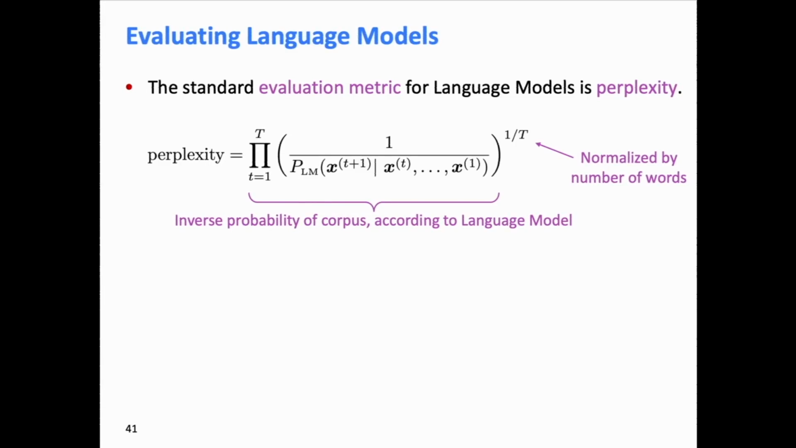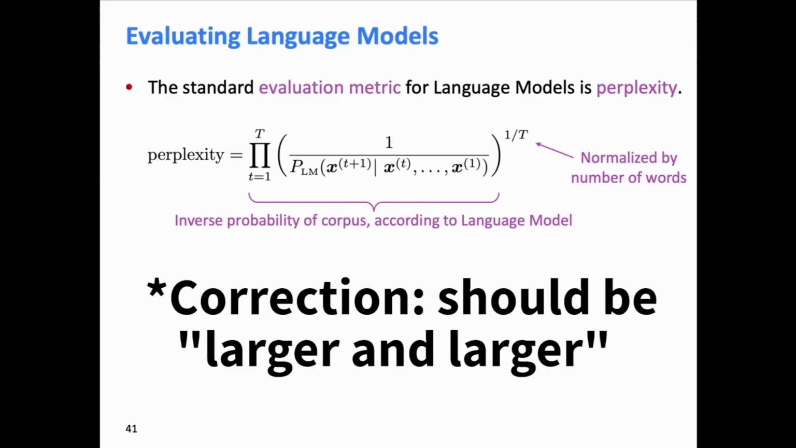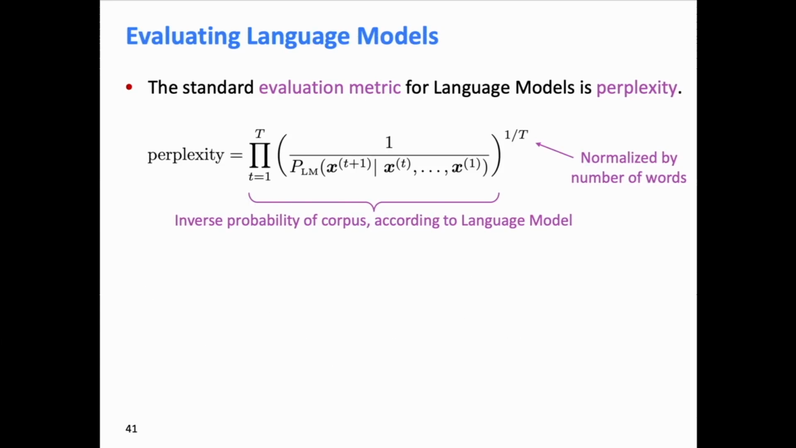And perplexity is defined as the inverse probability of the corpus according to the language model. If you look at it, you can see that that's what this formula is saying. For every word xt, lowercase t, in the corpus, we're computing the probability of that word given everything that came so far, but it's inverse, so it's 1 over that. And then lastly, we're normalizing this big product by the number of words, which is capital T. The reason we do that is because if we didn't, then perplexity would just get smaller and smaller as your corpus got bigger. So we need to normalize by that factor.